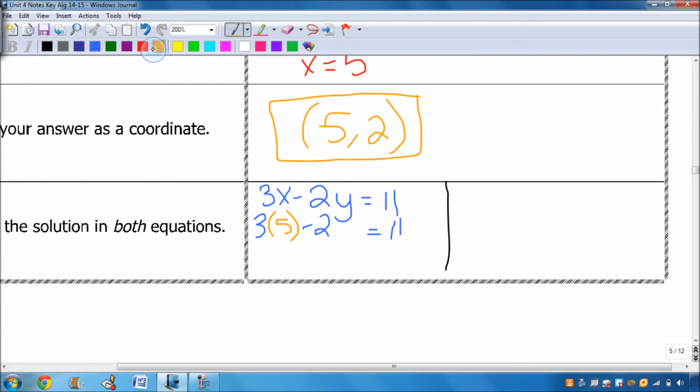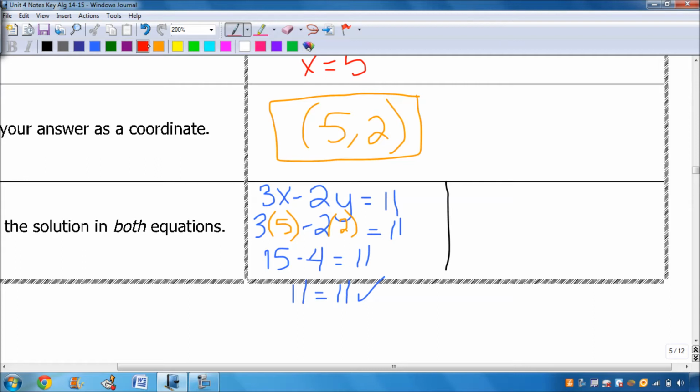So I'm going to replace this guy right here with a 2. Then I'm just going to go ahead and evaluate. So I get 15 minus 4 equals 11, and then 11 equals 11. So I know that I'm good with one equation, so I'm only 50% sure that my answer is right.